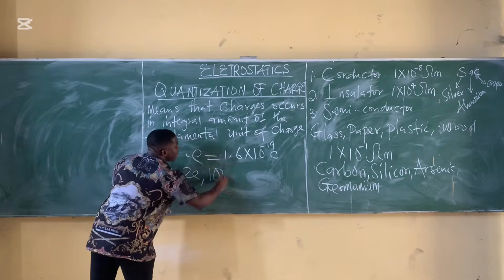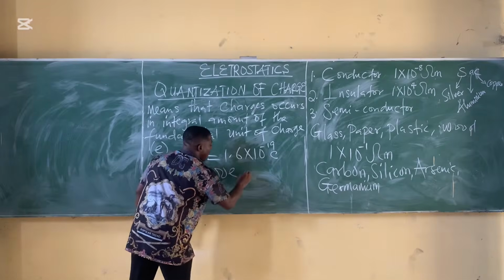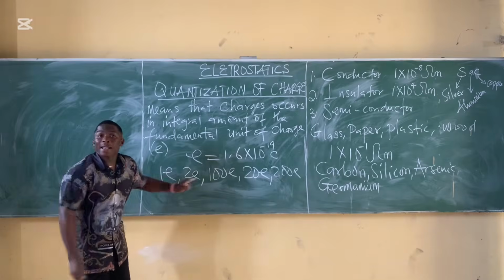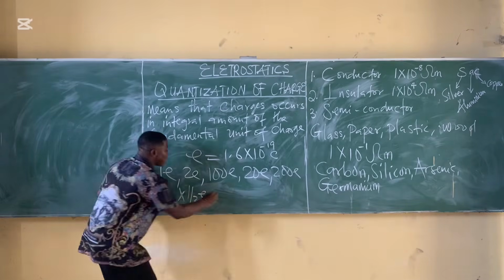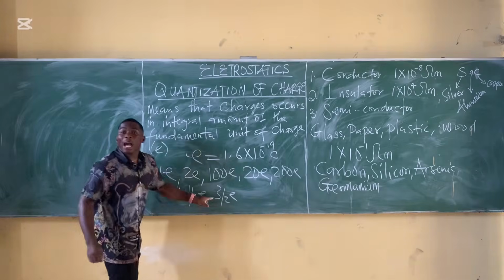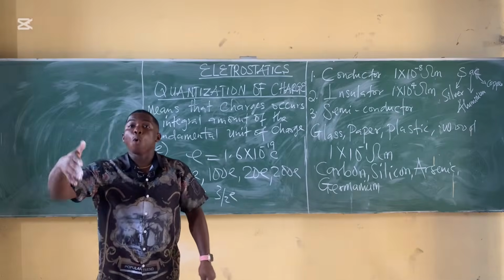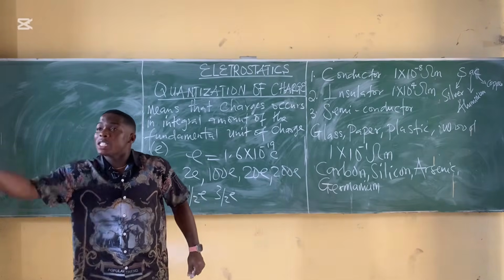I can have 100 e, provided it's a whole number. I can have 1 million e, 20e, 200e, but I cannot have half e. You cannot have half e, you cannot have 3 over 2e. Charges do not exist as fractions, but they exist as what? Whole numbers. That is what we refer to as what? Quantization of charge.